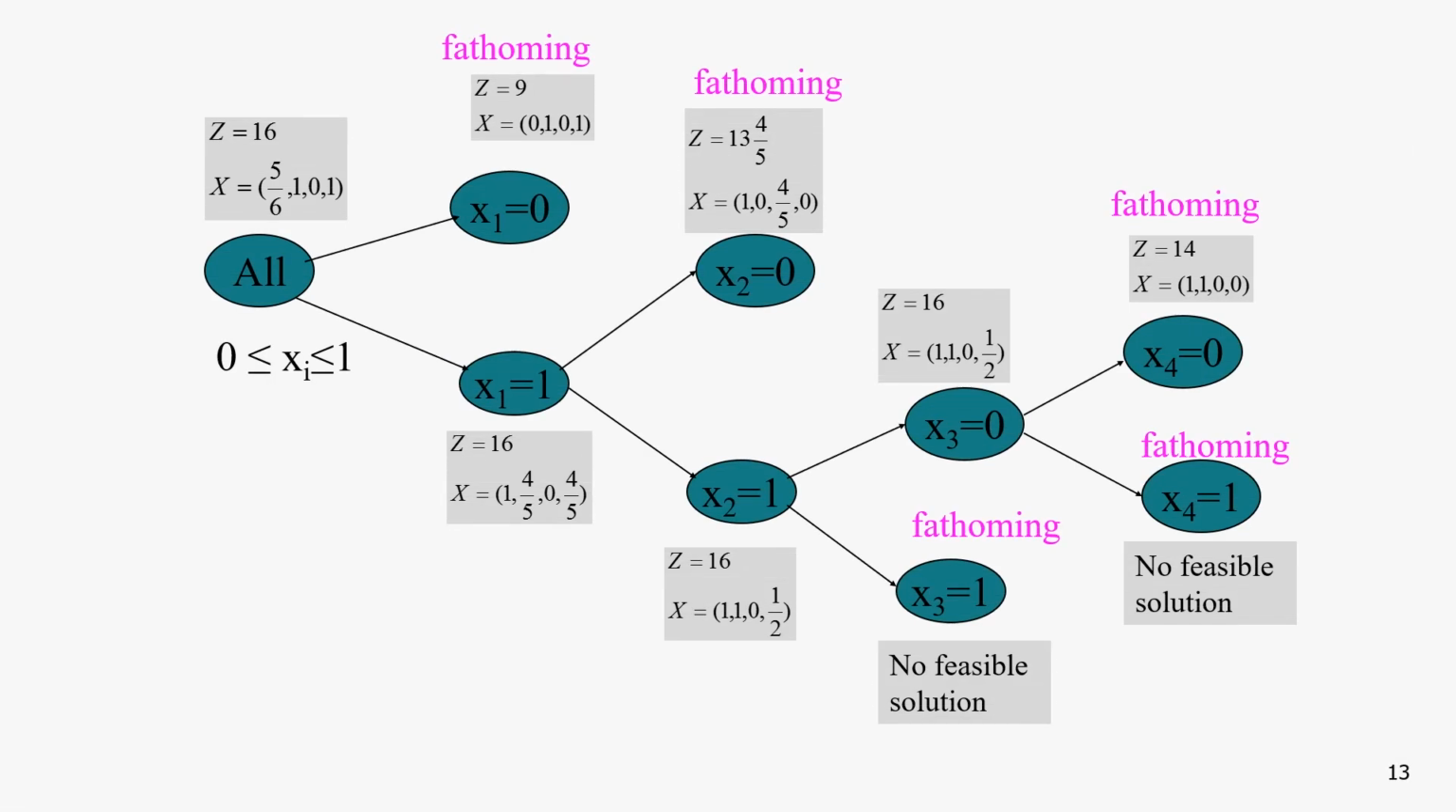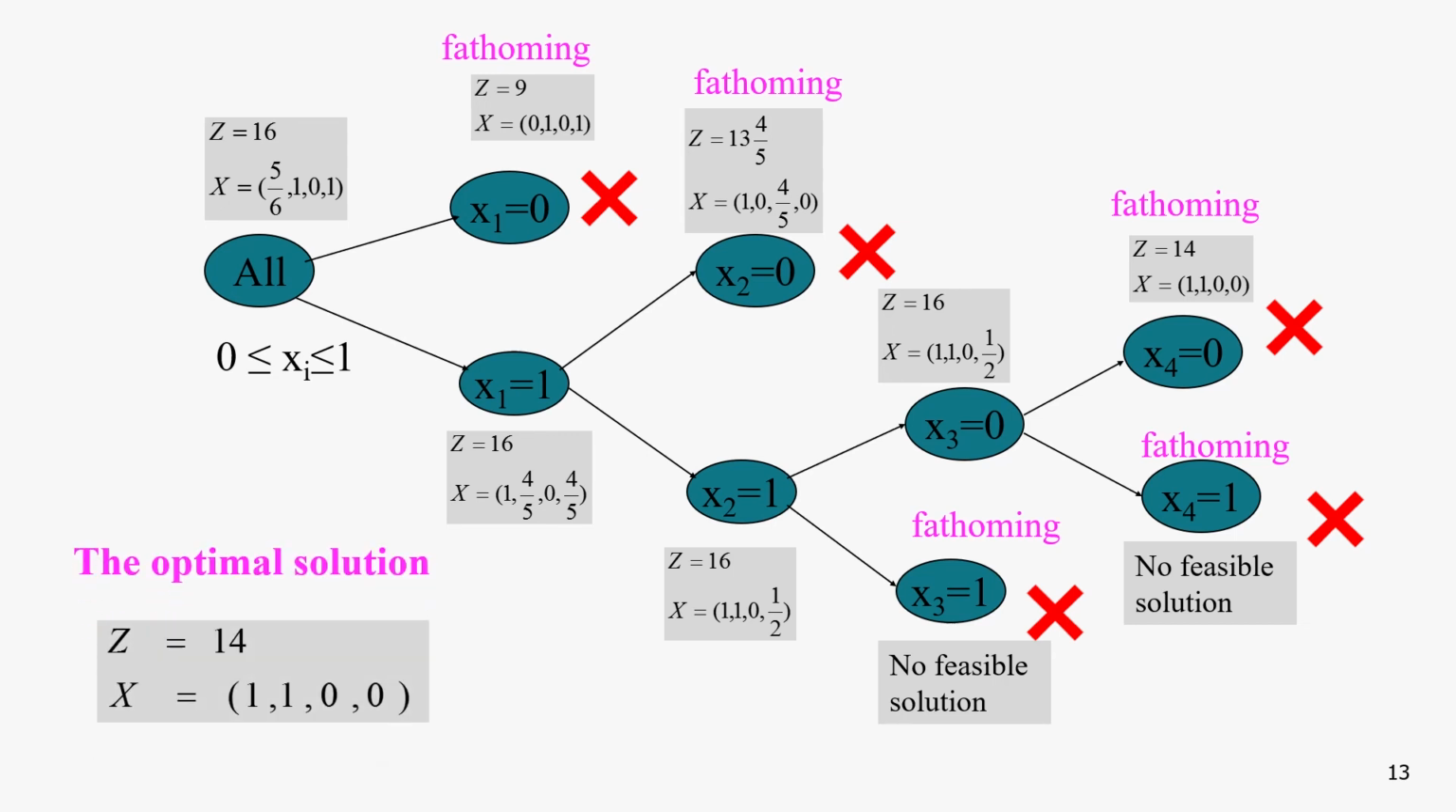And in this solution process of the model, we notice that this is fathomed, or cut this branch, cut this branch. And when you cut all the branches, you will finish solving the problem. So we get the optimum solution of this problem is these solutions. The objective is 14, and the optimum solution is x equal to 1, 1, 0, 0.